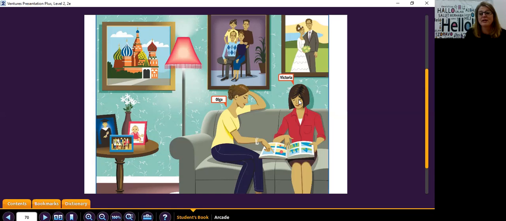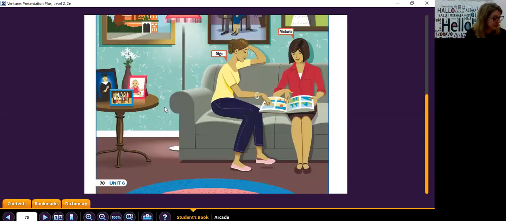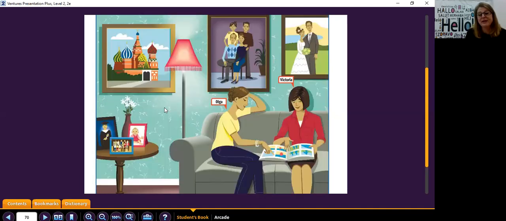Above Victoria is a wedding picture. Above Olga is a family picture. And then over on the left here is a cathedral in Moscow, which I will show in just a minute. So the first question was, what do you see? And what are they doing?